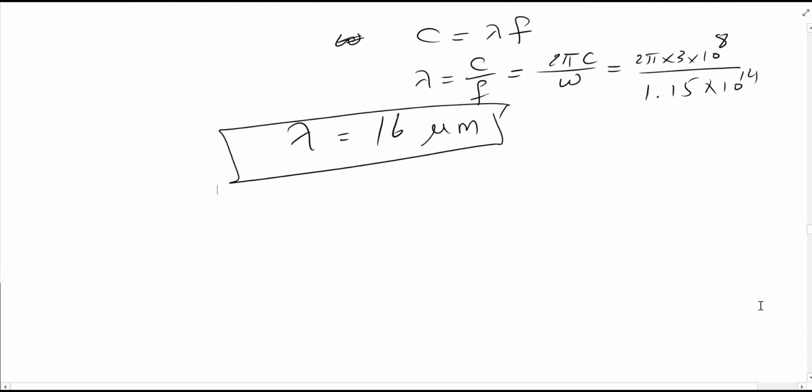Okay, it's not in the visible light. This is well in the infrared too. So this is a very, very long wavelength.